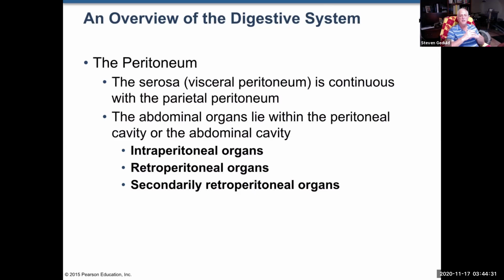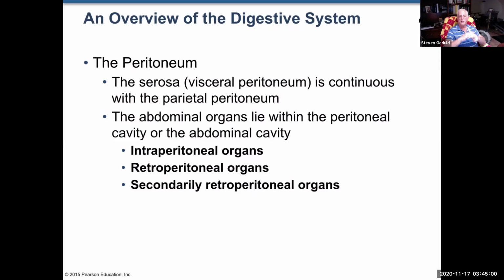So the peritoneum, okay, the serosa, the outside layer, is contiguous with the parietal peritoneum. Remember, you have two types of peritoneum. You have visceral and parietal. The parietal is the outside layer. The visceral is the inside layer. Like you take a balloon, punch your hand through the balloon. There's two layers of that balloon around your fist. The inner layer touching your fist is the visceral. The outer of that balloon is the parietal. So the serosa is your visceral peritoneum. Continues with the parietal peritoneum.